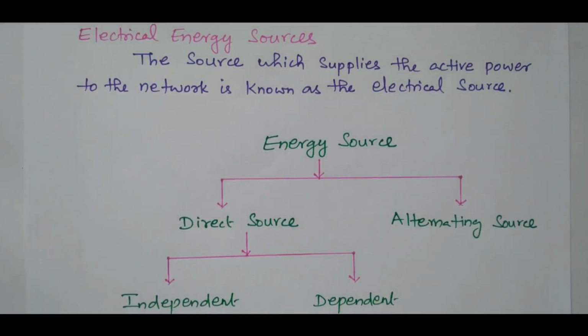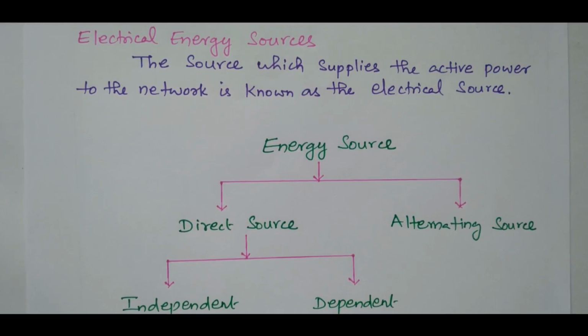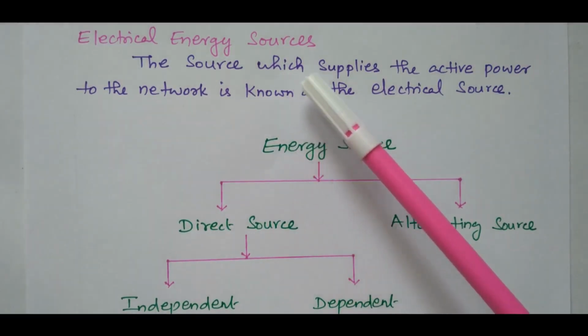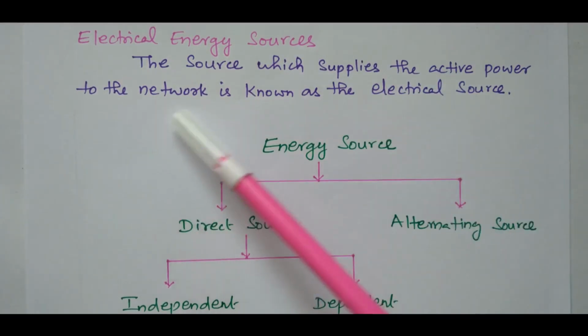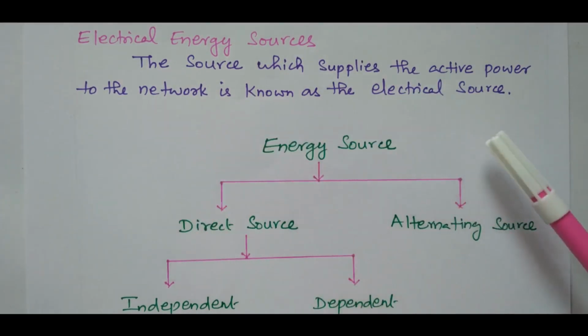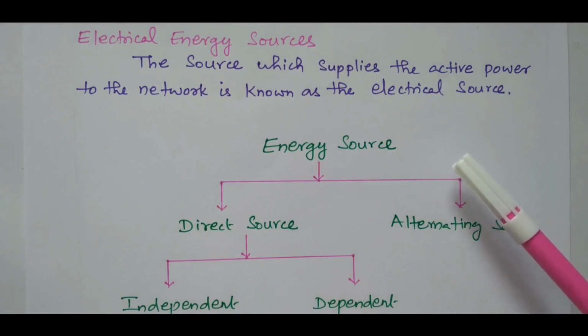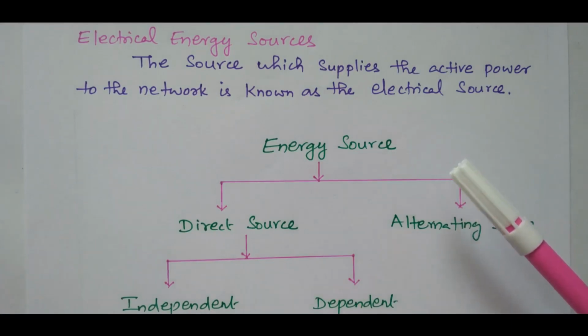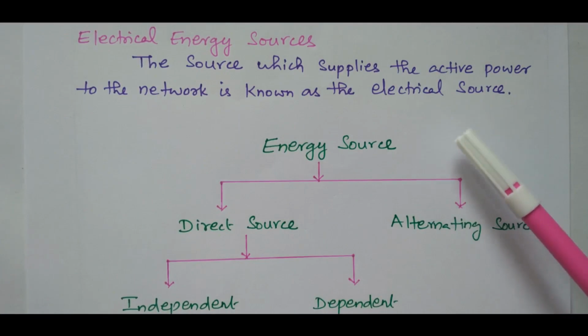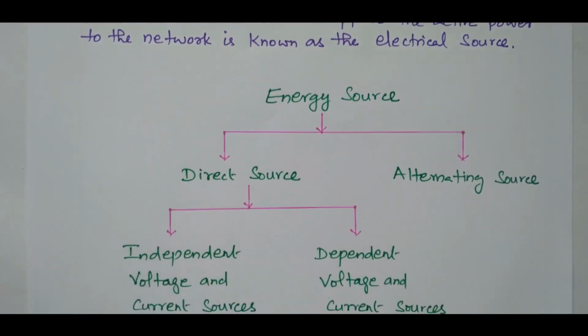Welcome viewers. In this video, we'll see the electrical energy sources. What are the types available? The source which supplies the active power to the network is known as an electrical source. So the classification is available. We'll see one by one.